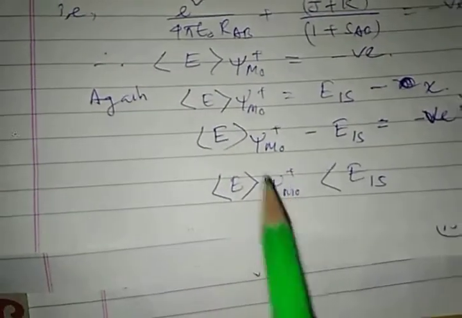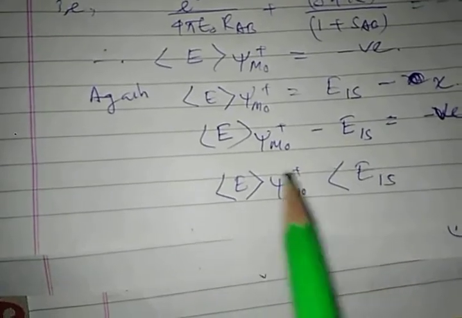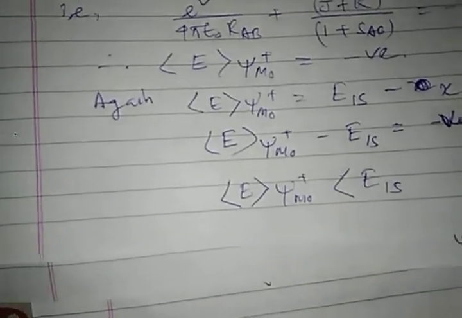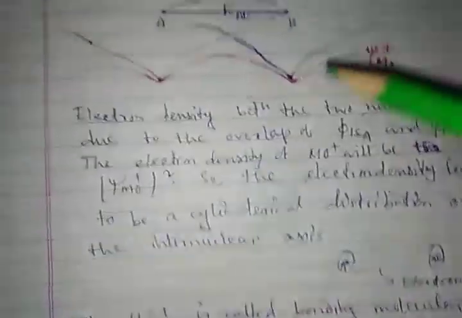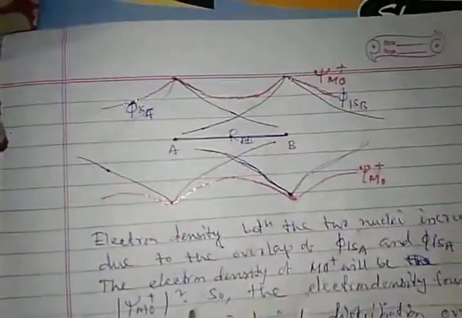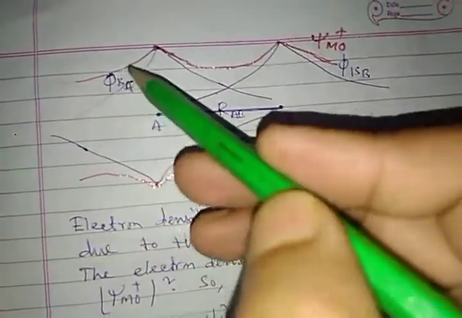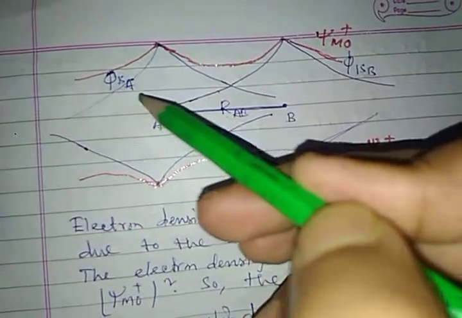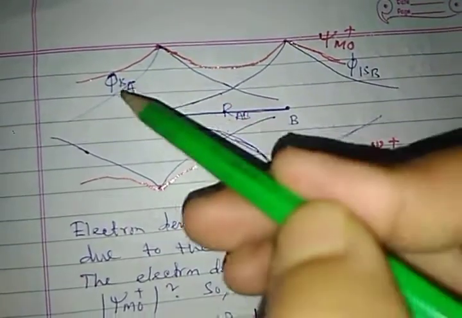So far we have calculated the energy of psi MO plus and we have noticed that this energy is less than the U1s. Now we are going to make a plot of the electron distribution of psi MO plus. In order to do so, we first have to know what the wave function is for the individual atomic orbitals, that is phi 1sa and phi 1sb.